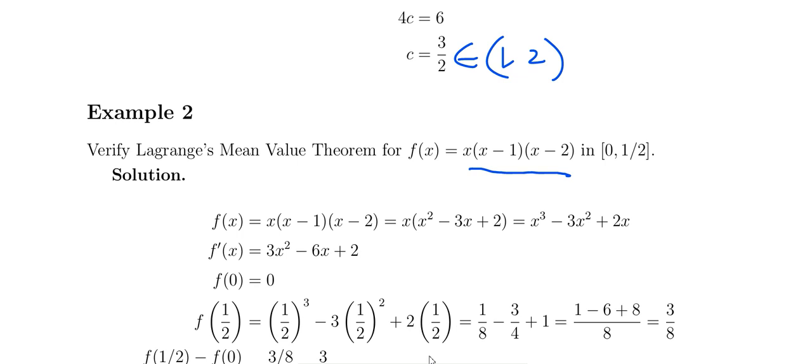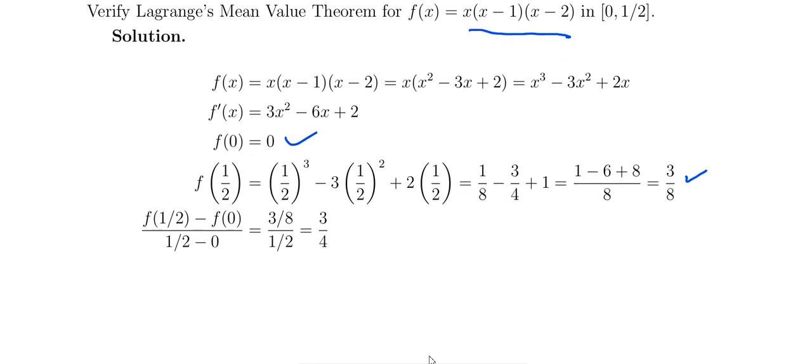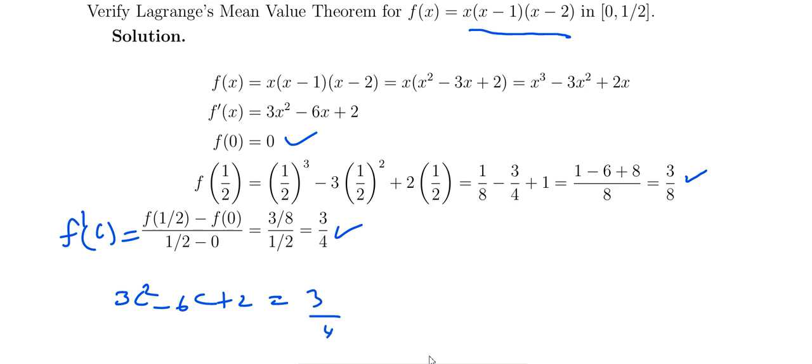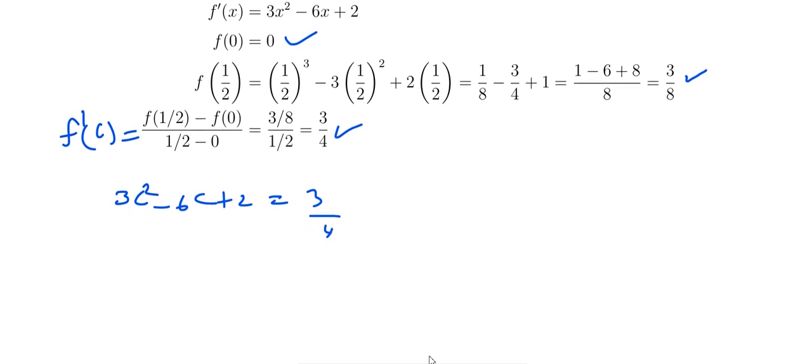Then we can move to the endpoint values, f of 0 and f of 1 by 2. After finding those and the derivative, just use the formula: f dash of c equals f of 1 by 2 minus f of 0 divided by 1 by 2 minus 0. So we get 3 by 2. Here f dash of c is 3c square minus 6c plus 2 equals 3 by 4. When we cross multiply and bring everything to one side, we can find out the c value.